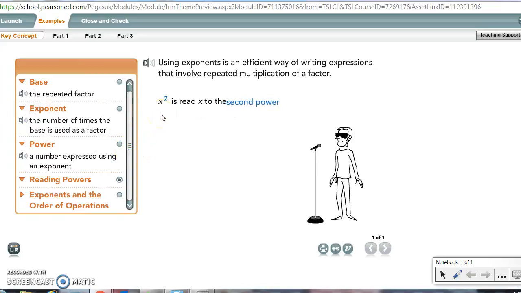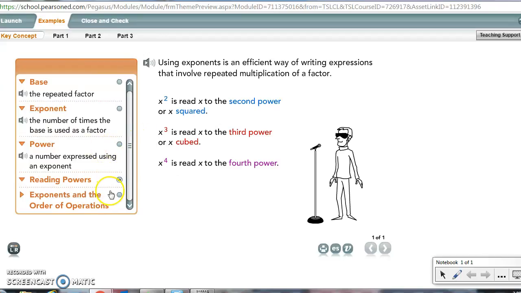So x to the second power is read x to the second power or x squared, not x to the 2. X to the third power is said x to the third power, not x to the 3, or it can be called x cubed. X to the 4th is called x to the 4th power, and so on and so forth.